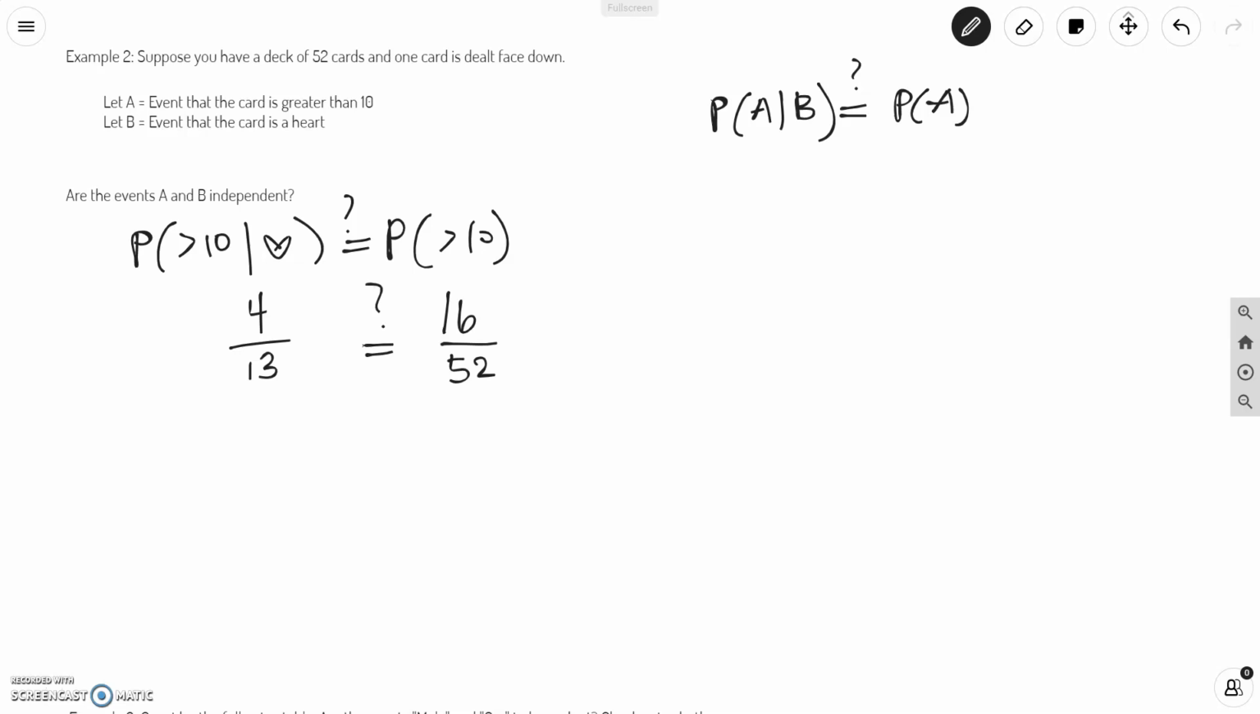Now checking to make sure they equal each other, if you solve the right-hand side, you would get that they are indeed equal to each other. And so in this case, we also have another example where the events are independent of each other.